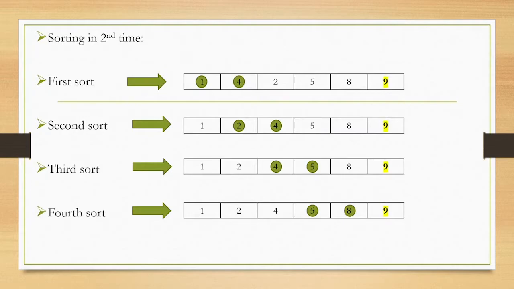Then we move on to the second pass of sorting. The first step is exactly the same as in the first example. Take the first two elements, compare them to each other, and swap them if they need to be swapped. 1 is less than 4, so it will not change place. In the second step, 4 is not less than 2, so it will change place. It will keep comparing and swapping if needed until the end of the sort, and then it will be in sorted order.